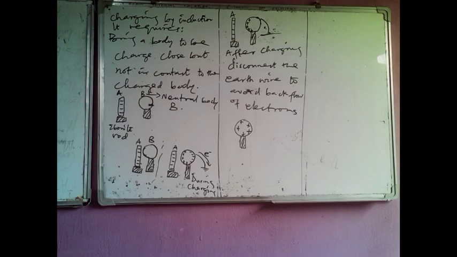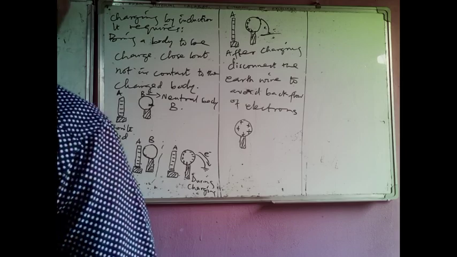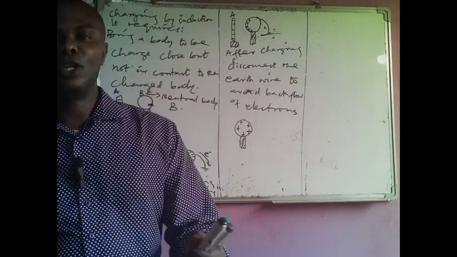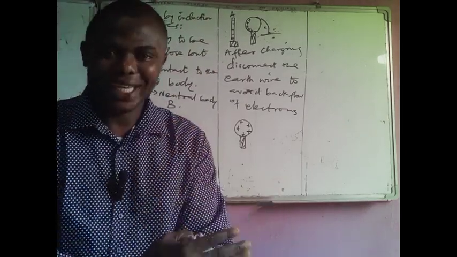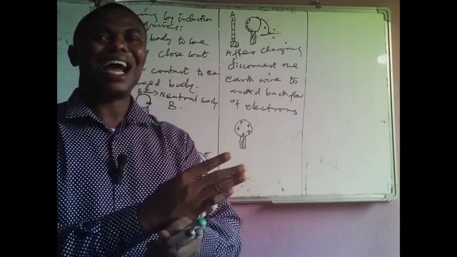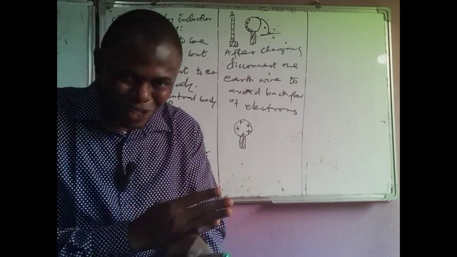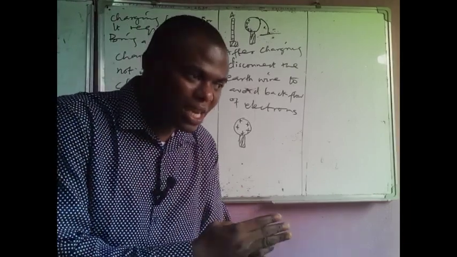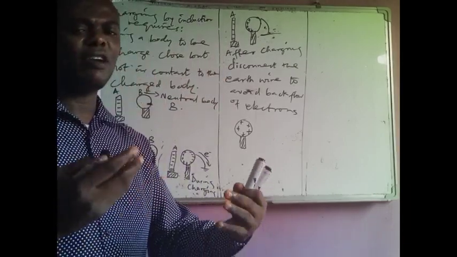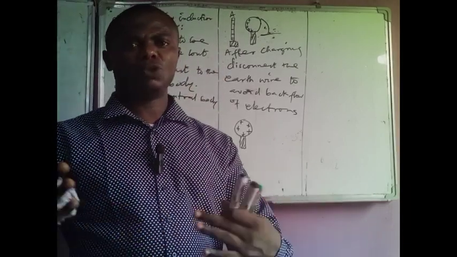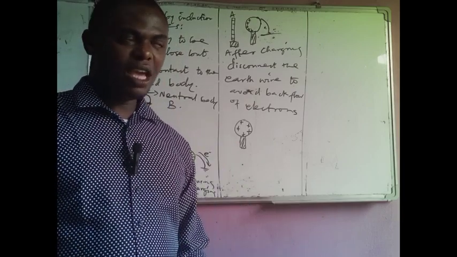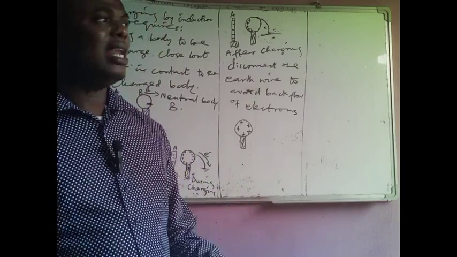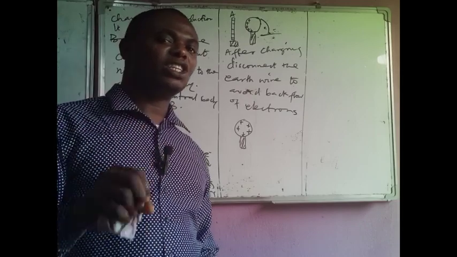Then we talk about charging by friction. This one also requires contact, though it's not just contact. It requires contact and rubbing the bodies vigorously on each other. You are rubbing it. That is where friction comes in. Friction is a force that opposes motion between two objects in contact. You see it now. It is a special type of contact. And that is why I say it is the only method of charging insulators.